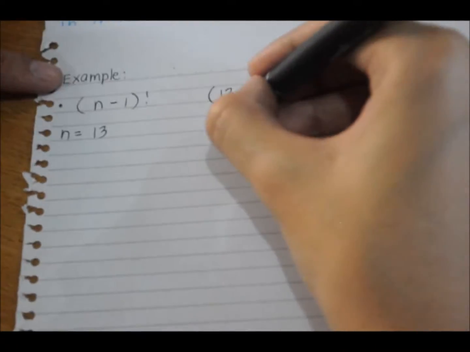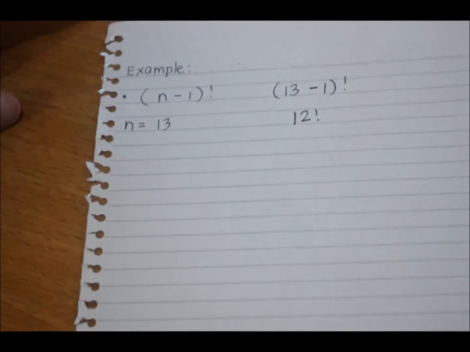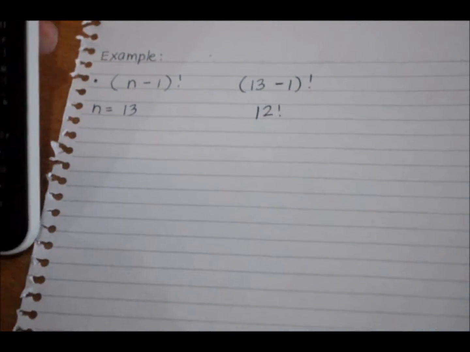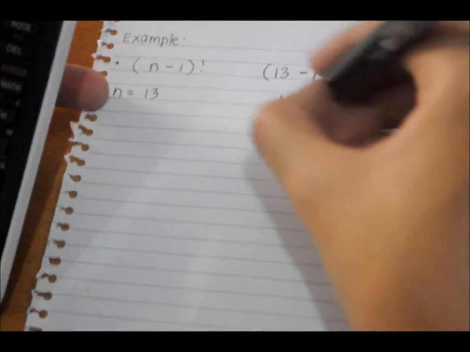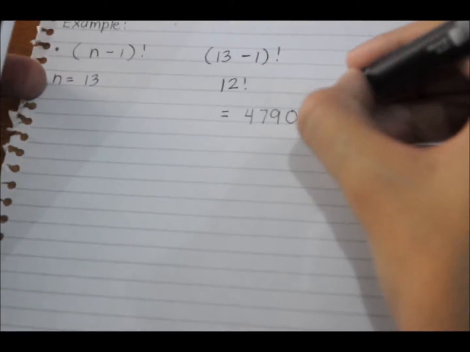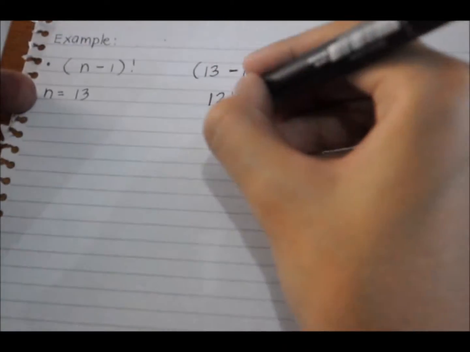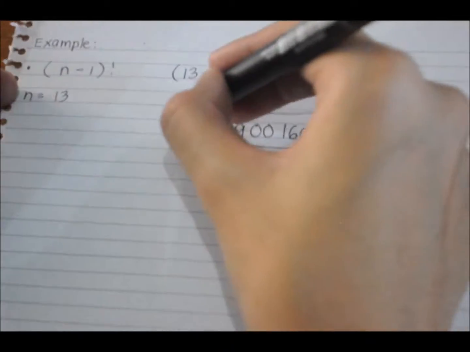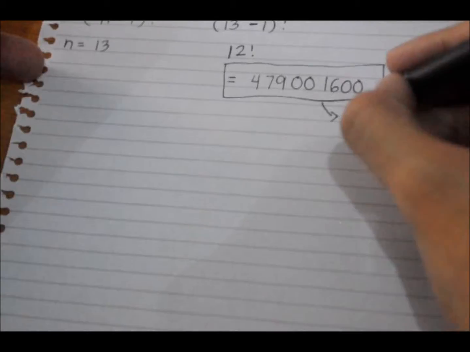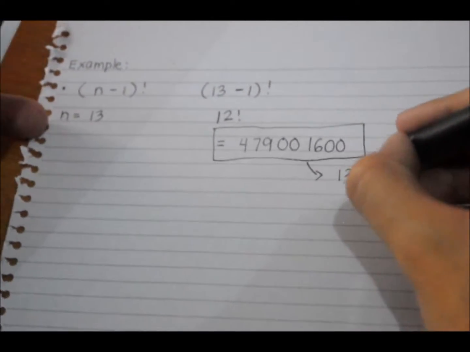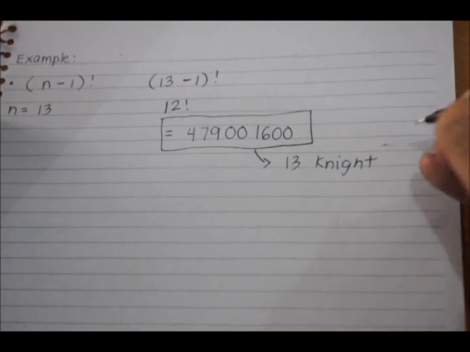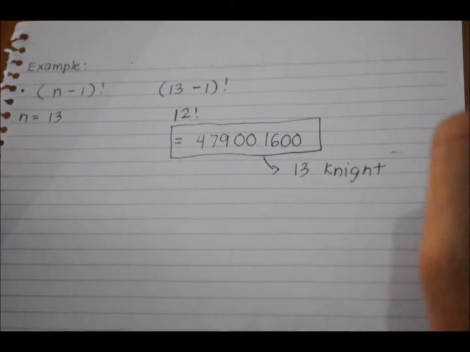And according to our calculator, the answer is 479001600. These are the ways that 13 knights can be seated in different seats at the round table.